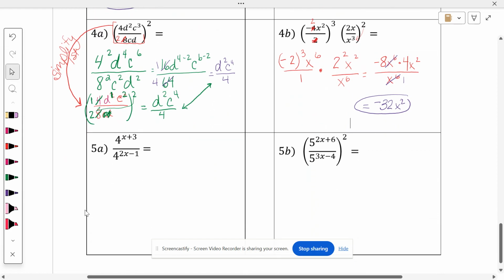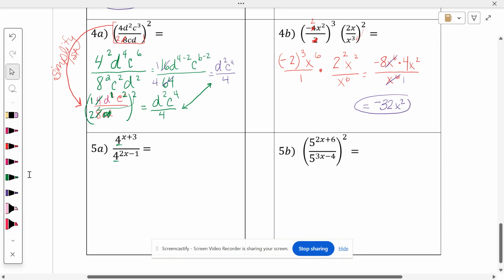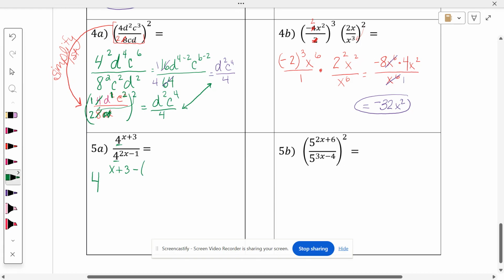Okay, so this one looks a little bit interesting, and I know that you're thinking, oh my gosh, what has happened? Well, remember the quotient rule. The quotient rule says if the base is the same, you just subtract the exponents. So what does that mean? Well, my base is the same, so that means that I have 4 to the power of x plus 3 minus the quantity 2x minus 1. That's really what's happening. But I have to distribute this because I'm subtracting the whole quantity of the denominator.